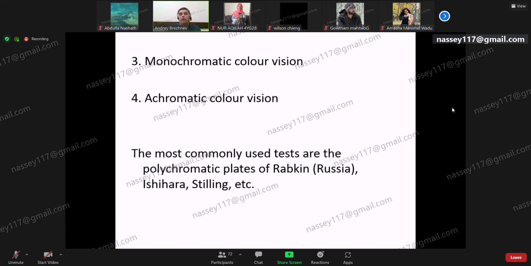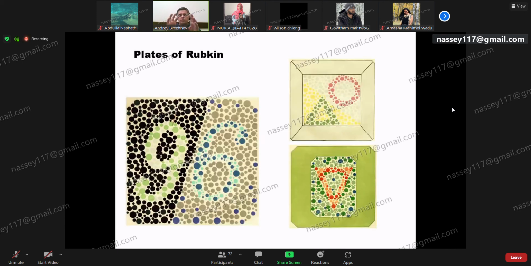For the diagnosis, for the tests, we use special charts. They consist of spots, dots of different colors, or the same color but different intensity, different tone, which compose figures, usually numbers, like in the left picture, or simple geometrical figures, like in the right superior picture or right inferior picture: triangles, circles, squares, and so on. The task for the patient is to recognize them.